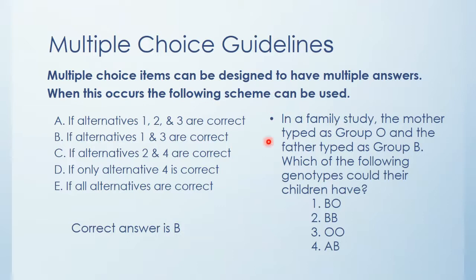So for this, the actual question is, in a family study, the mother is typed as group O and the father is typed as group B. Which of the following genotypes could their children have? So they could be BO or they could be OO because we don't know if that person has an O hanging out somewhere. So it's 1 in 3. Come over here. I see 1 in 3 is B. So the correct answer is B. This can also help limit guessing, which is nice.